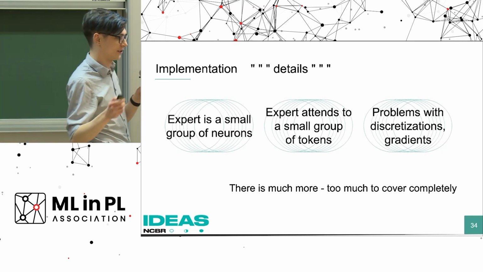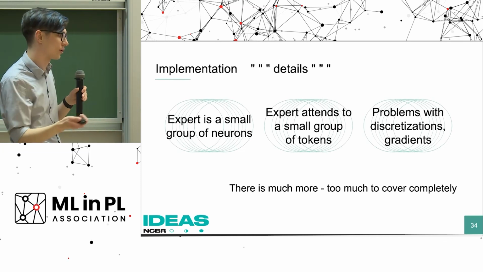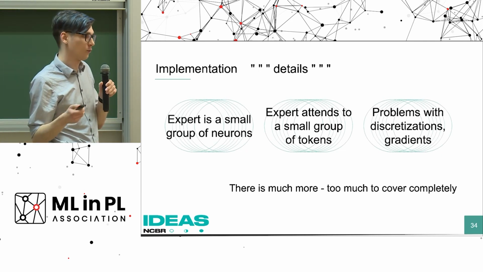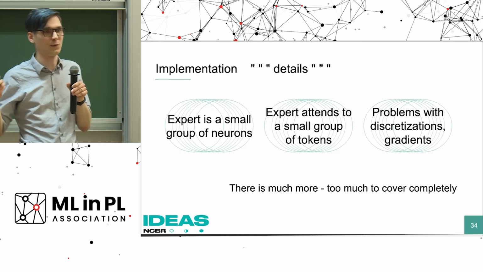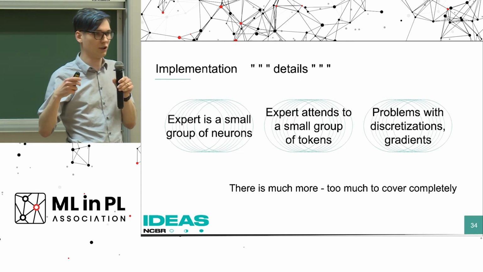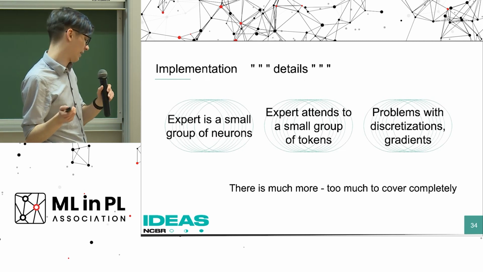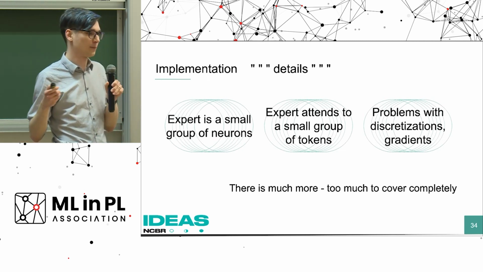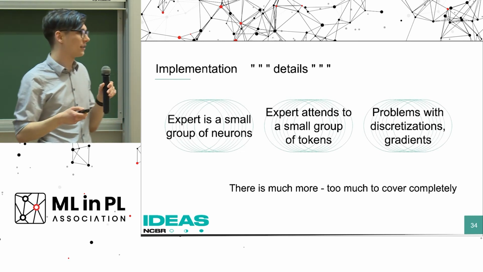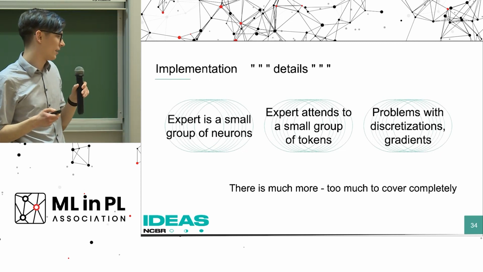There are a lot of implementation details. Experts are small groups of neurons, no longer a single neuron, but still like 30 times smaller. We have 30 times smaller experts than standard mixture of experts approaches. And experts attend to a small group of tokens, not the whole sequences like you would expect from the original attention. And also we have, unfortunately, a lot of problems with discretizations and gradients. And there is actually much more. This is still an active area of research for me.